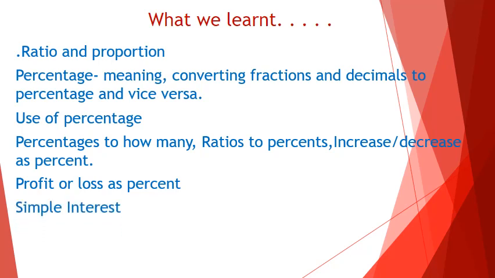Next, the last topic we discussed in this chapter is simple interest, how to calculate simple interest. The simple interest formula is I equal to PRT upon 100. From this formula, you are able to find the principal, rate of interest and time also. You can remember all these formulas by heart. So we completed this chapter.